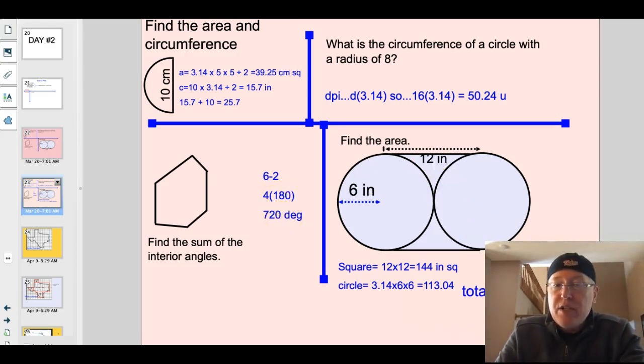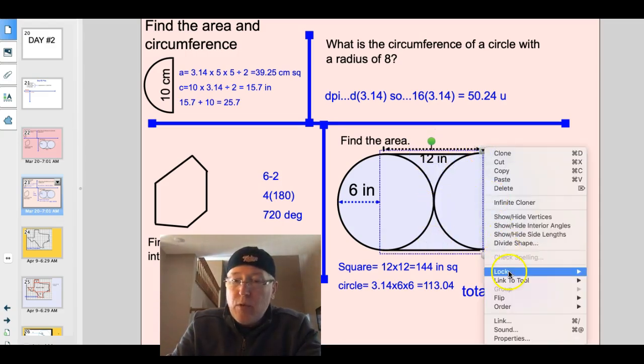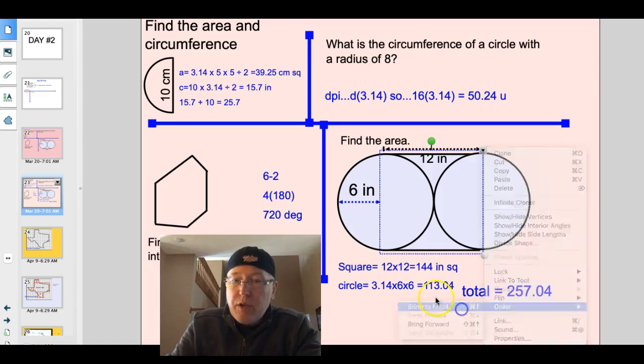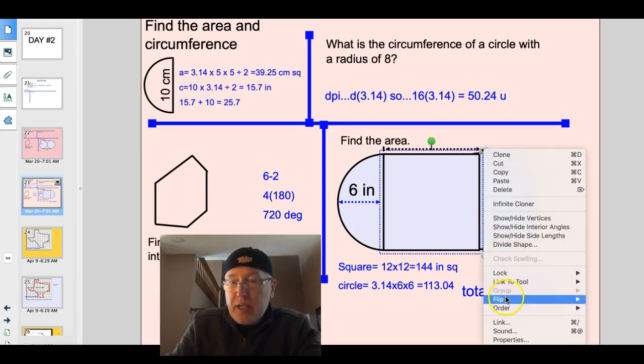And then find the area of this one here. This is kind of quirky. It looks like it's so incredibly hard, but wait a minute. What if I click here? Oops. Click here. Give me a second. Oh, I know what I'll do. I'll just bring it forward. Bring it to front. It's a square with 2 half circles in it. So the square, I'm gonna send it to the back again so you can see it.